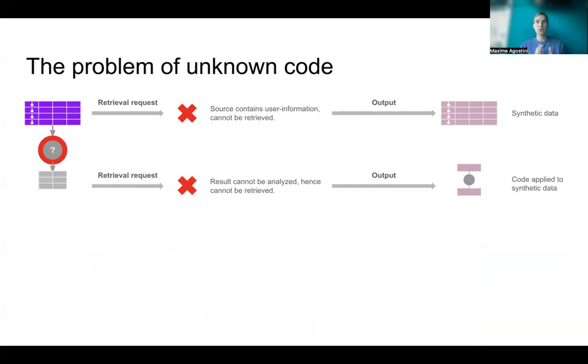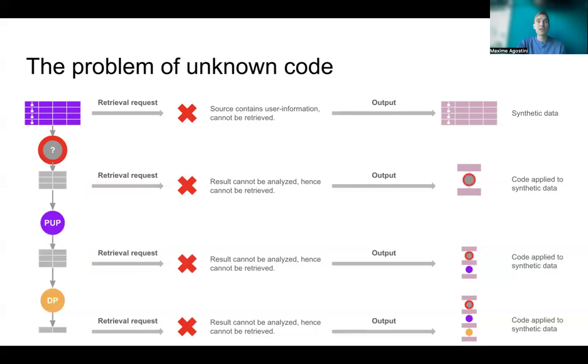Unfortunately, if there's any unknown transformation somewhere in the pipe, then we can't guarantee anything anymore. So even if the next transformations are PUP or DP, it's too late to say anything. Think of this unknown transformation as something that can take one user and duplicate them 1 billion times. And now every statistic is going to be just that user's information. So you can't trust anything anymore after there's an unknown transformation. You see here, in this case, this unknown transformation circled in red prevents you from having guarantees down the line. You no longer know where users are, so you won't be able to keep track of them.